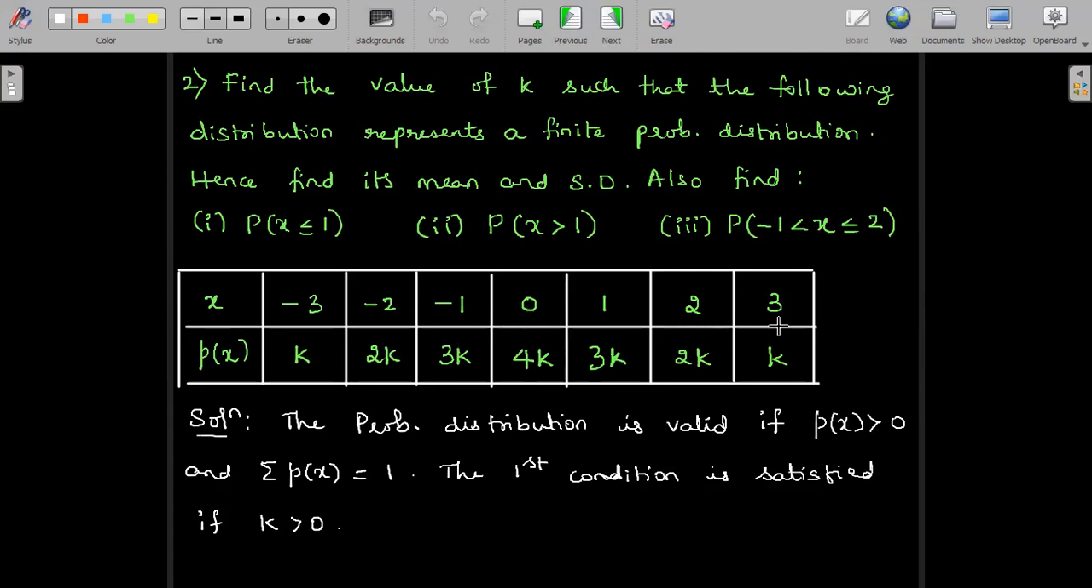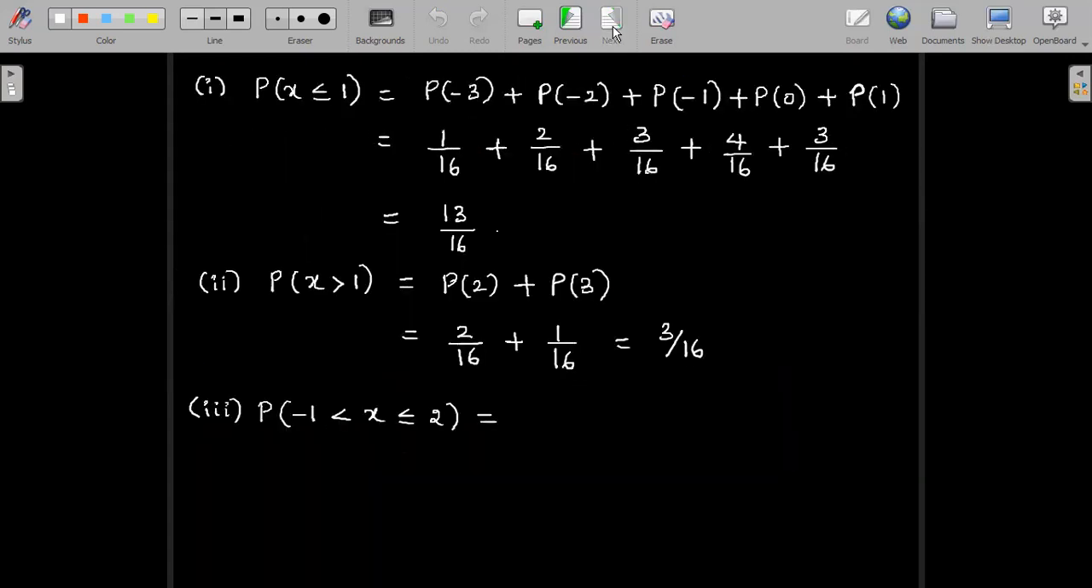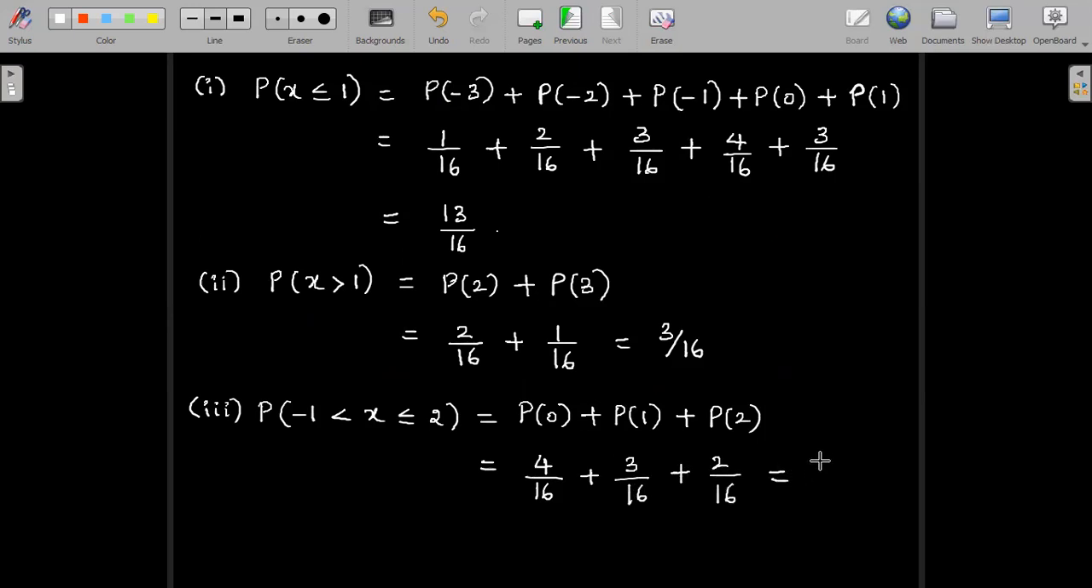0, 1, 2, 3 are the overall values. But until 2, we have to consider. So less than or equal to 2 has been mentioned. That's the reason we include probability of 0, probability of 1, and probability of 2. So this is P of x equal to 0, P of x equal to 1, P of x equal to 2. From the table this gives us 4 by 16 plus 3 by 16 plus 2 by 16, which totals 9 by 16. Common denominator, so easy to sum up.